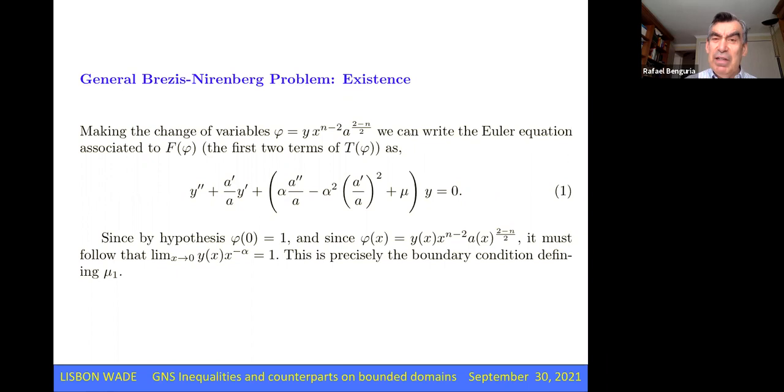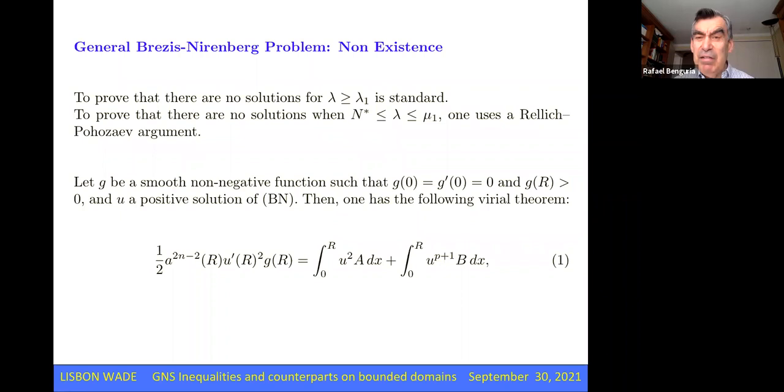And in order to prove non-existence, you always use the virial theorem, which is the Rayleigh-Pohozaev argument. For the Rayleigh-Pohozaev argument, using the invariance and the scaling, you get a virial theorem of this form here. And so you have a term at the boundary connected with integrals in the interior. And you have a quadratic form in u squared and also this nonlinear expression in the interior. And A and B are messy quantities here.